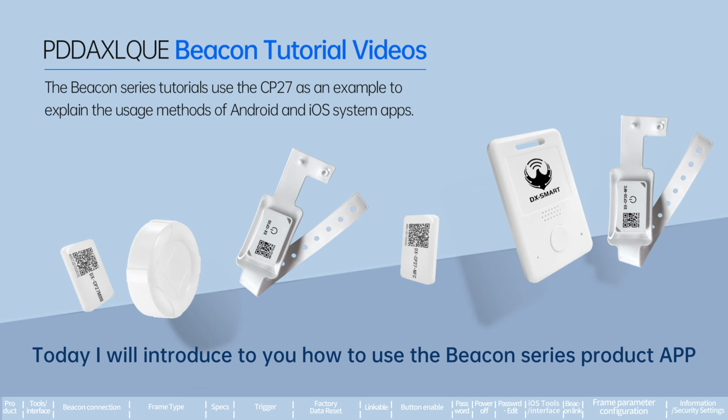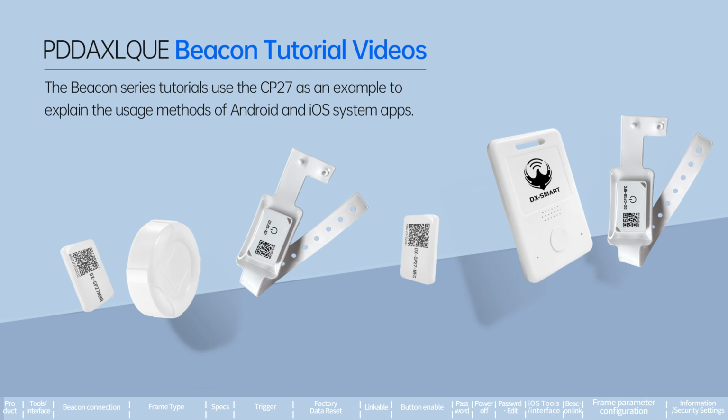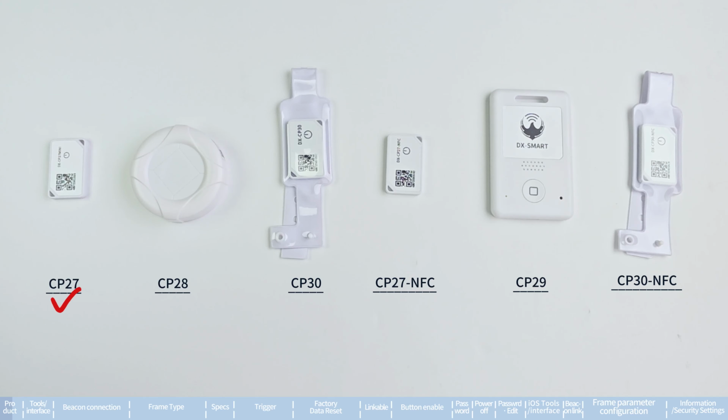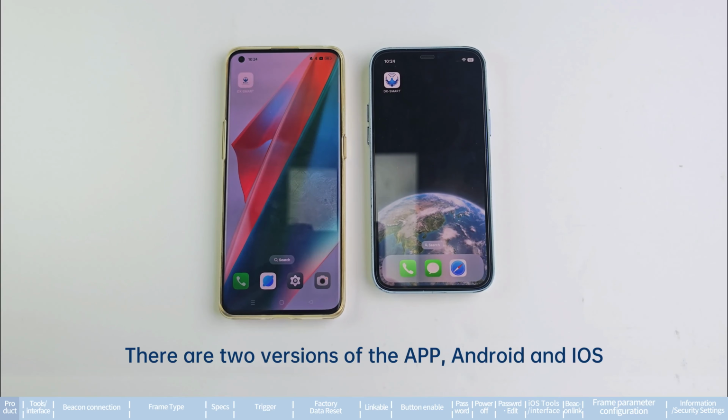Today I will introduce to you how to use the Beacon series product app. This tutorial takes CP27 as an example. The Bluetooth iBeacon and Eddystone devices our company configures are mainly CP27, CP28, CP30, CP27 NFC, CP29, CP30 NFC. There are two versions of the app, Android and iOS.